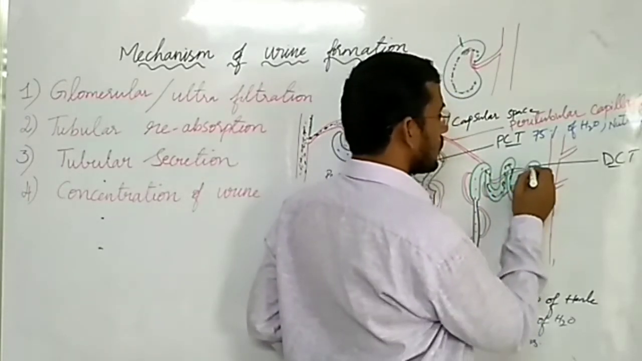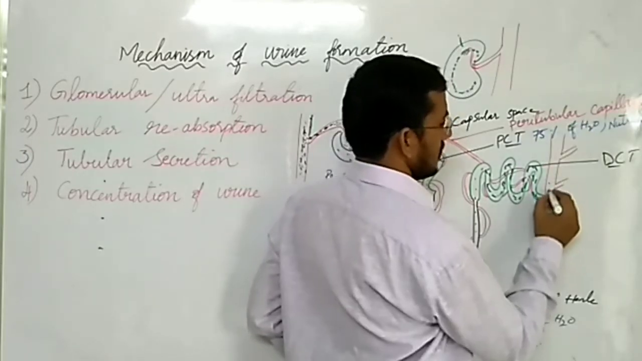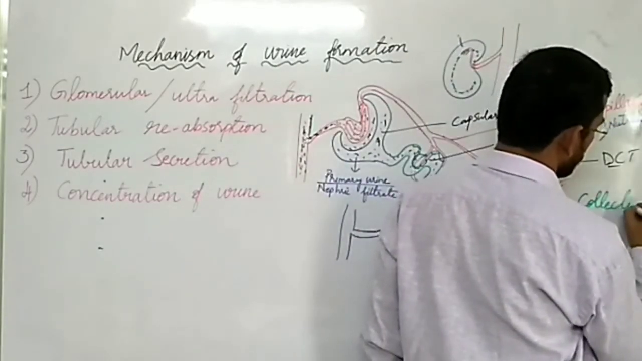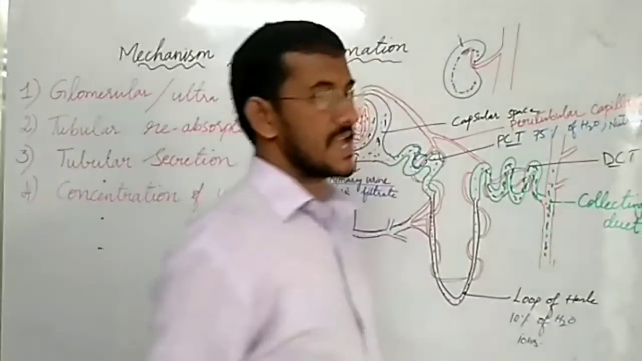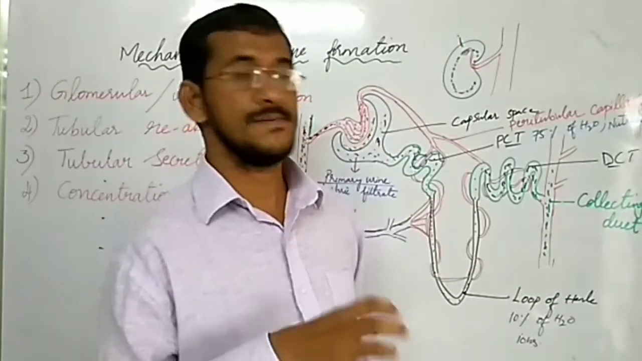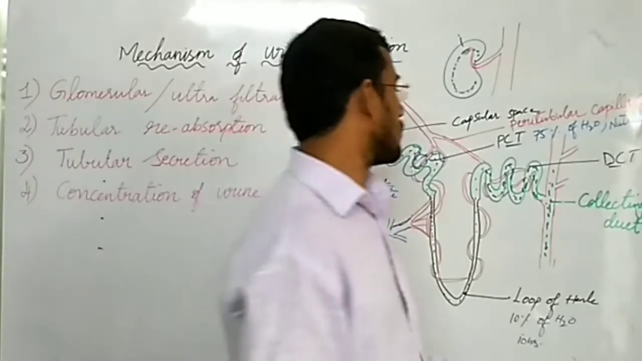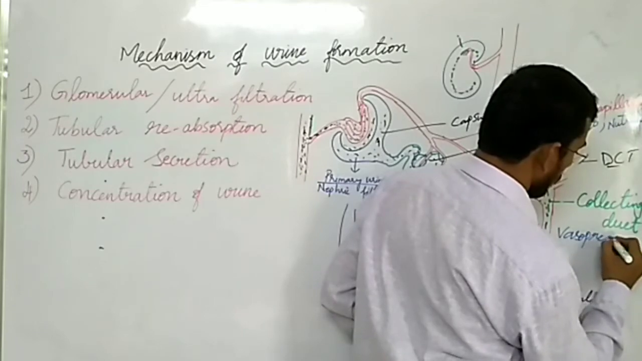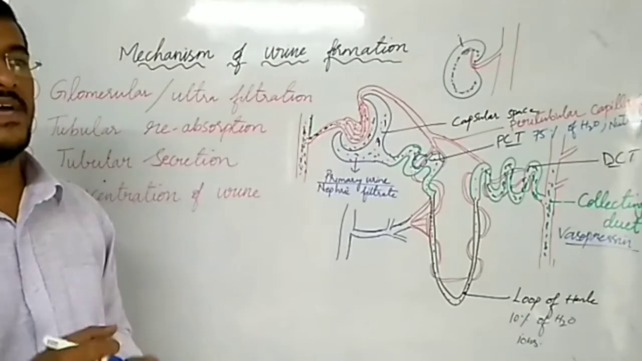So from DCT, this enters into a structure called the collecting duct. In the collecting duct, the remaining water is absorbed with the help of a hormone called vasopressin. So vasopressin hormone is released. This hormone still concentrates the urine.